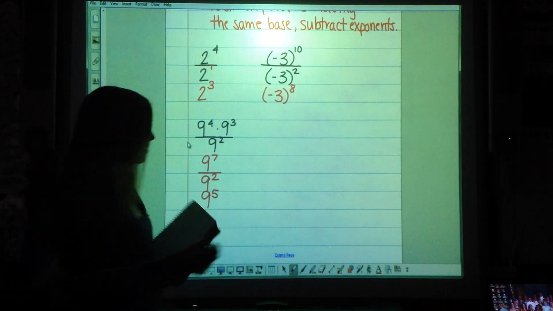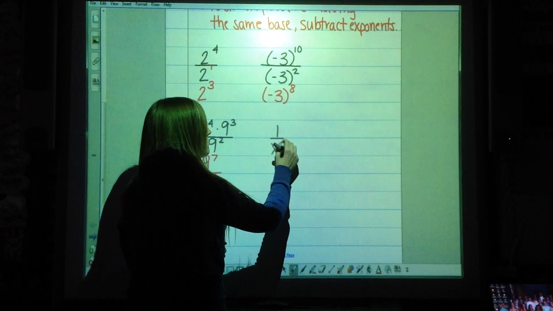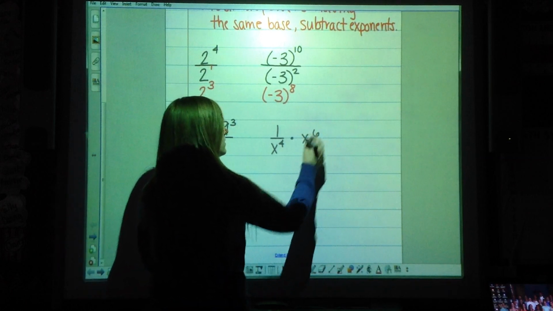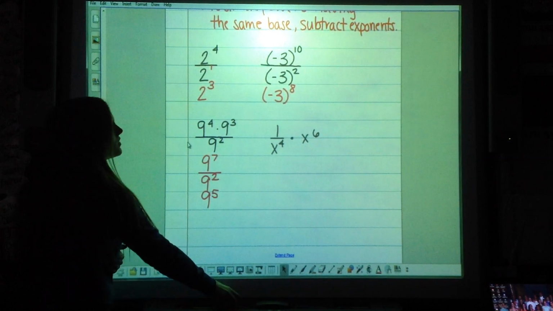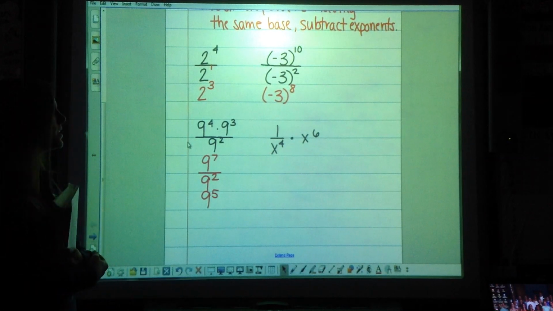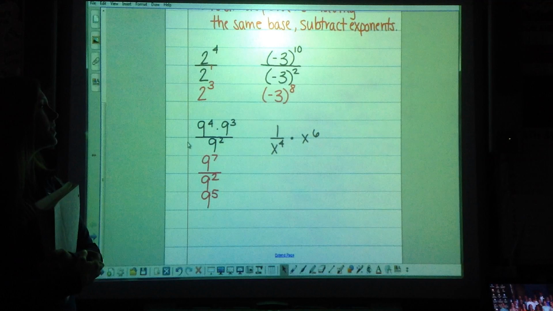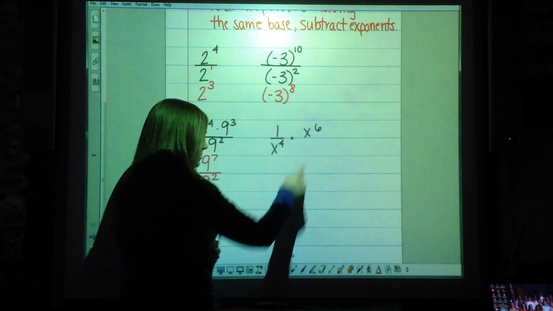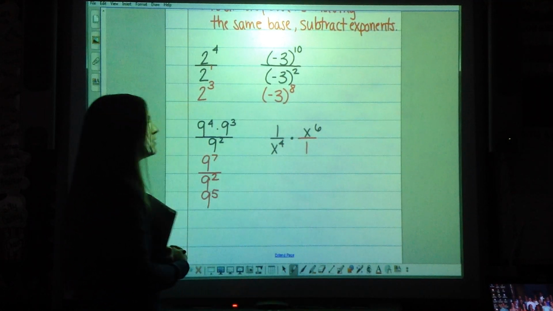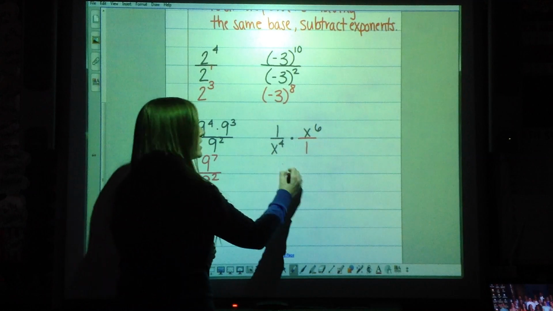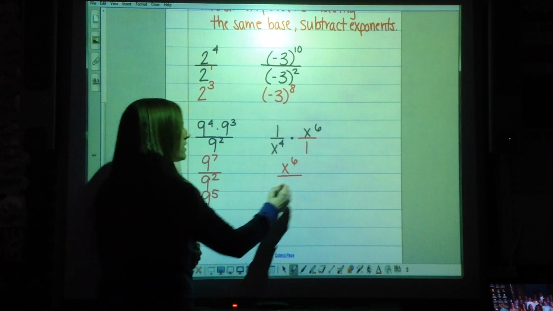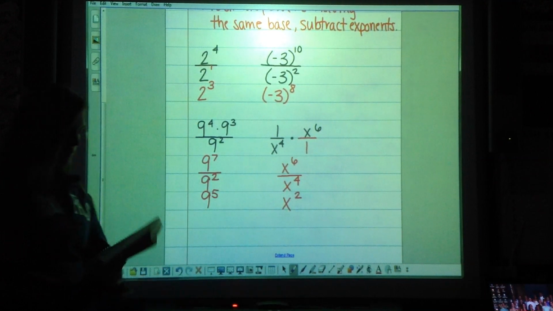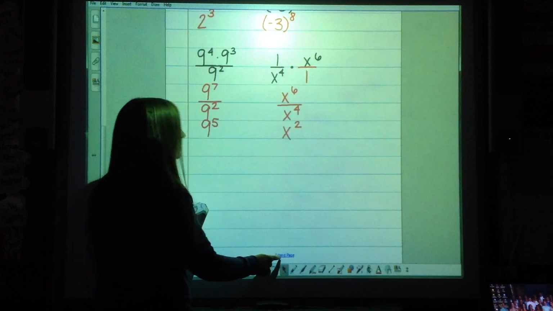Okay. How about 1 over x to the 4th times x to the 6th? For this problem, I see I have a fraction on the left side, and then a whole number on the right side. In order to multiply these, I would have to turn both of them into a fraction. So I put this in the numerator, and I put this over the line. Now I'm going to multiply the numerators. In the numerator, I have x to the 6th. In the denominator, we have x to the 4th. I see that they're dividing the same bases, so I subtract the exponents. X squared is our answer.